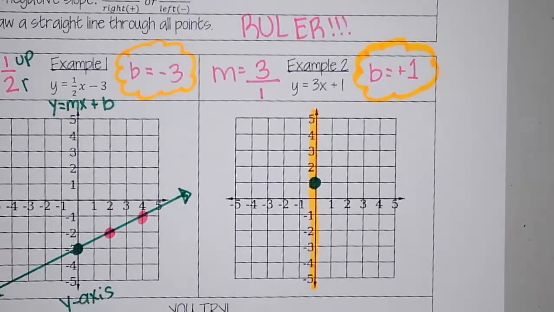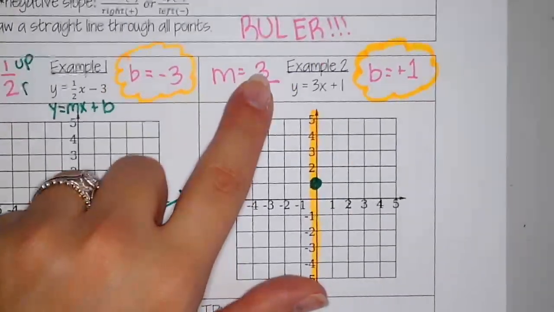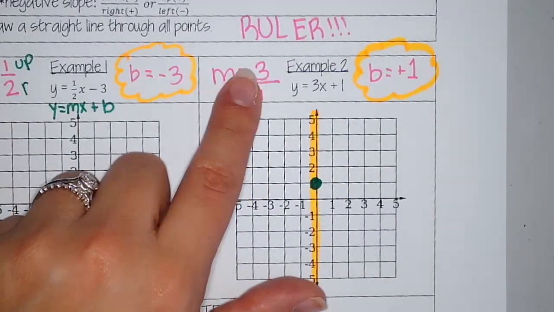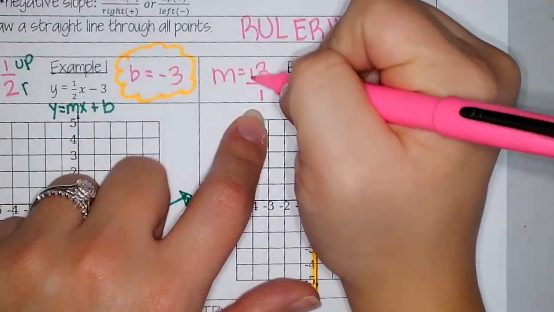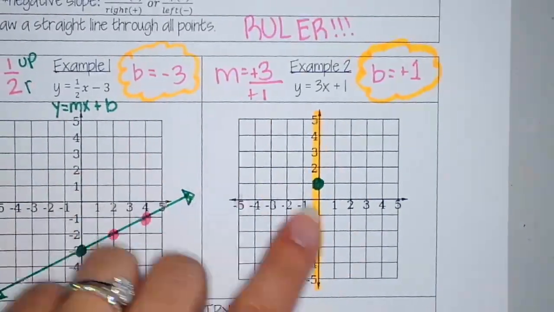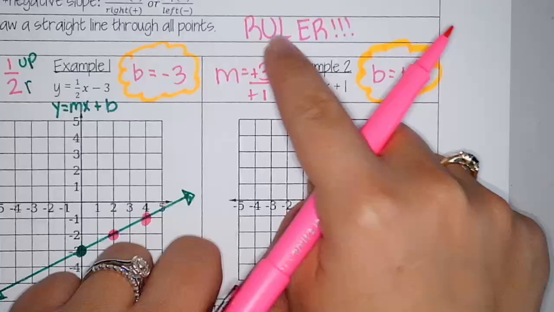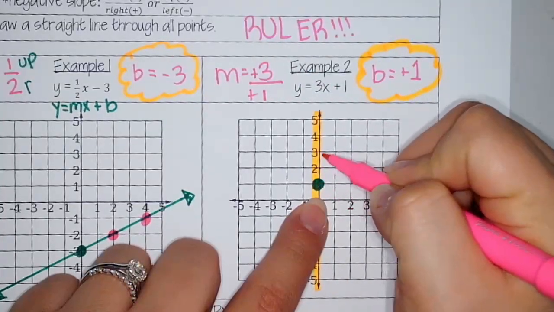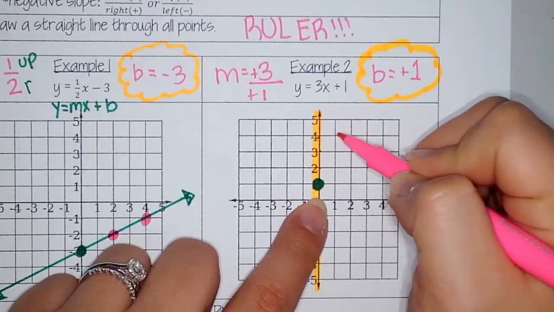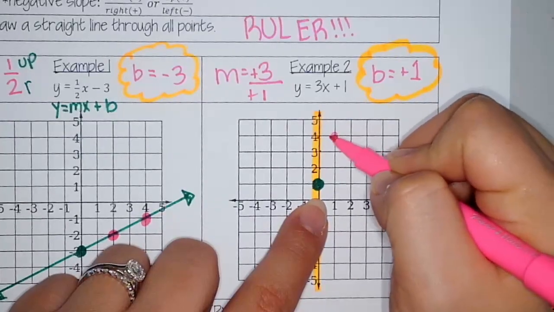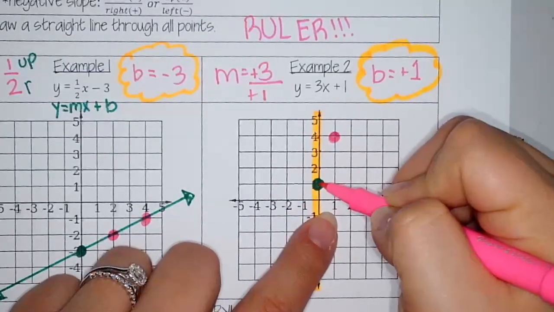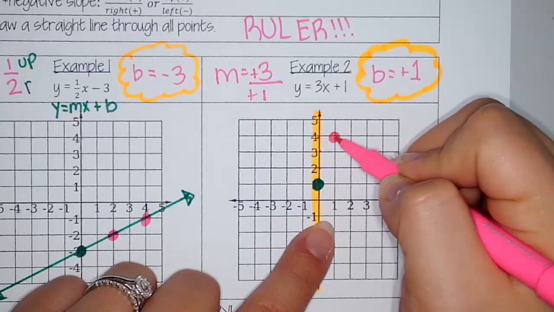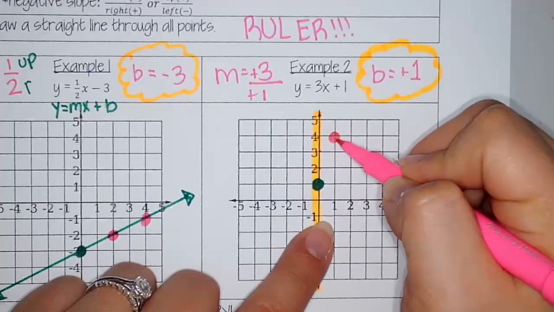Awesome. Now that we know our slope, since our slope is positive, we're going to go up and to the right, since it's positive and positive. So let's start from our y-intercept, and we're going to go rise 3, 1, 2, 3, run 1, put a dot right there. I'm going to do that again. Rise 3, 1, 2, 3, run 1, put a dot right there.